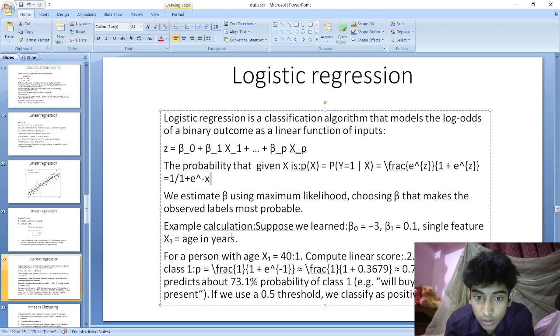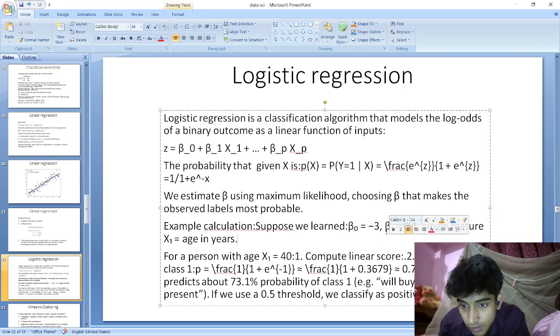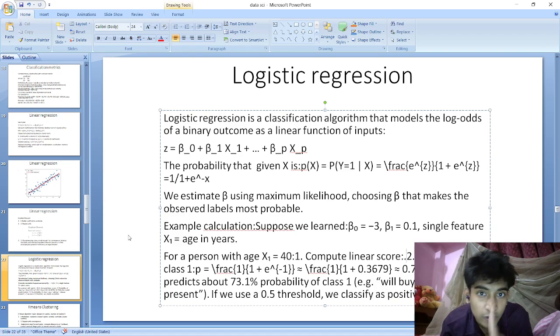Right now, let's see a calculation where we will perform this logistic regression. Let's take the bias B0 as -3. Let's take the weight of the first feature as 0.1. And we take only one feature, that is age. Now, for a person with age 40, we compute the linear score and the probability of the class. Based on those weights and bias, we will put them in the formula, which is 1 upon 1 plus e to the power -1.